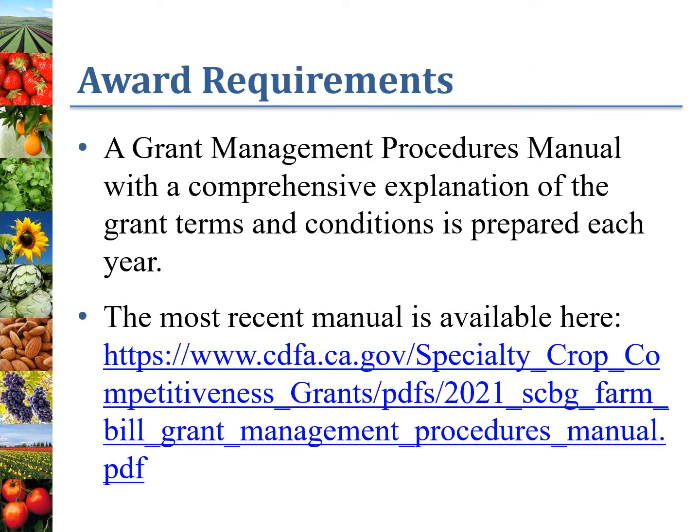Each year, CDFA develops a new Grant Management Procedures Manual with a comprehensive explanation of the grant terms and conditions. The 2022 manual has not yet been completed, but you can review the 2021 Farm Bill Manual for a more detailed explanation of the award requirements. The manual can be found by accessing the SCBGP website and clicking Recipient Resources under the Grant Resources heading in the right-hand menu, or by using this link.